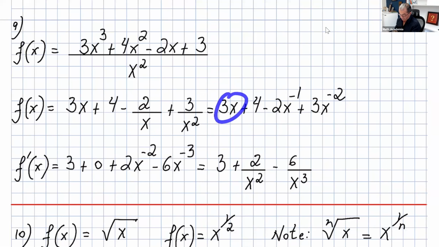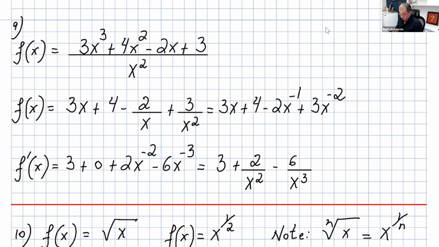The derivative of 3x is 3. The derivative of 4 is 0. The derivative of negative 2x to the power of negative 1: negative 1 times negative 2 is just 2, x to the power of negative 1 minus 1 is negative 2. Negative 2 times 3 is negative 6, and negative 2 minus 1 is negative 3.